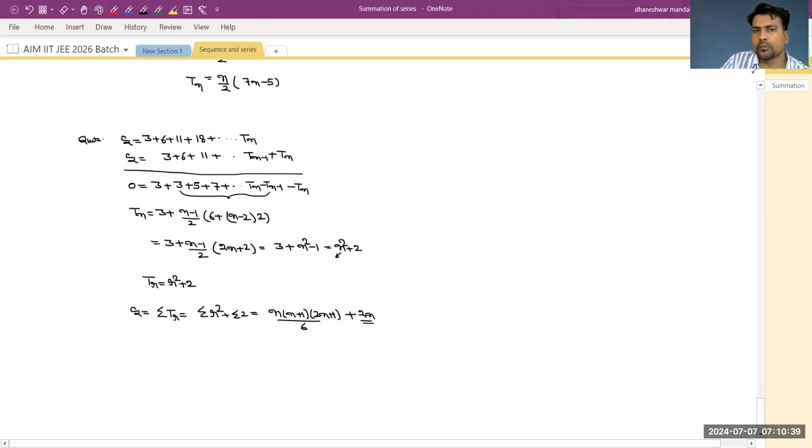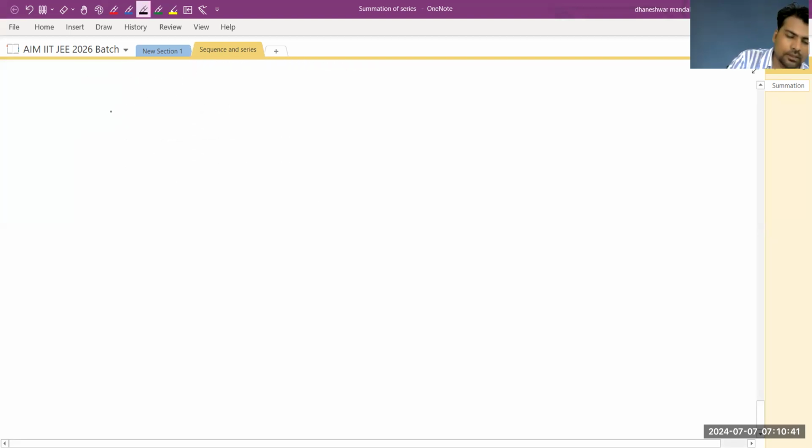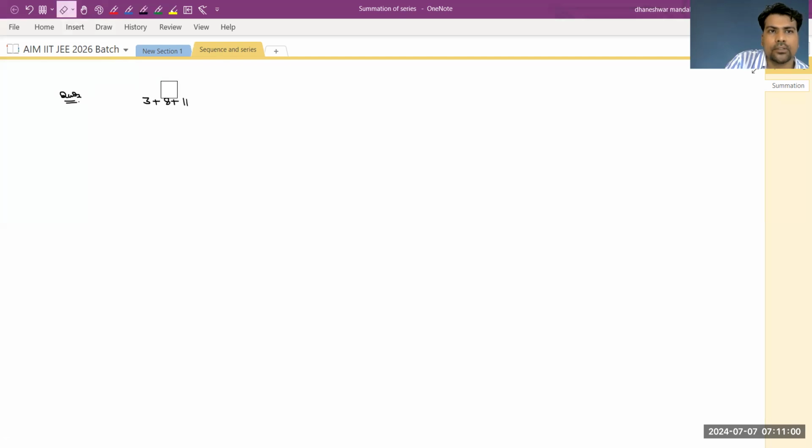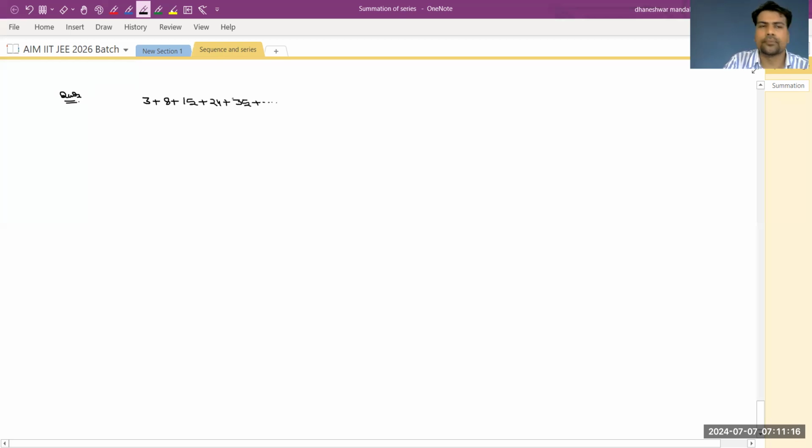So let's see one more example. Now I'm taking one example from common sense. You can tell the sum of this expression by observing. See, 3 is there, then here we have 8, then 15 is there, then we have 24 and 35, and so on. And I have to calculate the sum up to n terms.